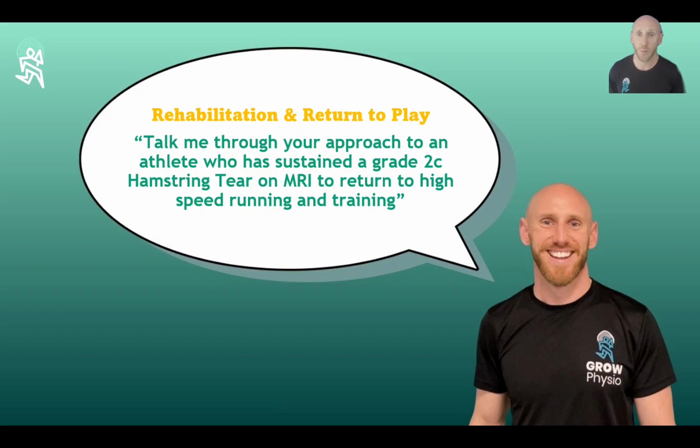So the first question is, talk me through your approach to an athlete who has sustained a grade 2C hamstring tear on MRI to return to high-speed running and training. There's no harm in going away and outlining exactly what a grade 2C is. So we have the hamstring. Which muscle group is it? Which muscle is it? Is it the biceps femoris, the semimembranosus or the semitendinosus? It doesn't say, but it'd be nice to put that in. Again, the C indicates that there's some sort of tendinous involvement. So the differences of a pure muscular tear versus a musculotendinous tear or a musculotendinous junction tear, they're different, aren't they?